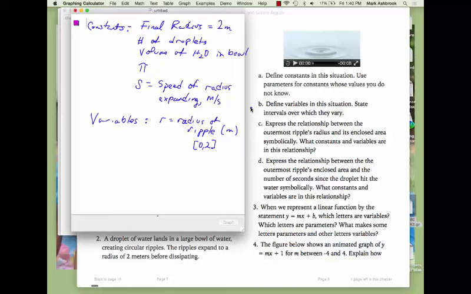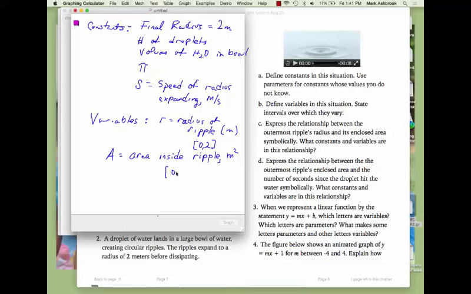Okay, so here are some constants: the final radius, the number of droplets, the volume of water in the bowl, pi, and then S, the speed of the radius expanding. So now variables. What is changing in this situation? Okay, the area inside the ripple. And what's the domain for that variable? So that's in meters squared. What's the domain for that variable?